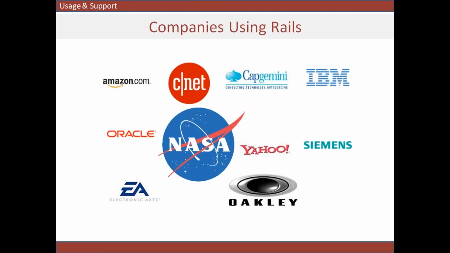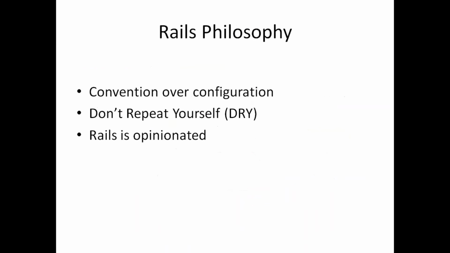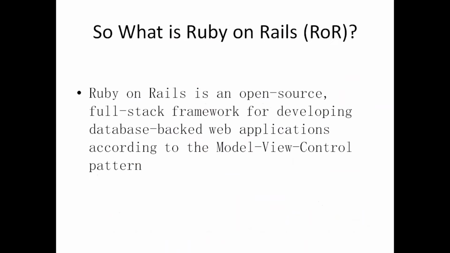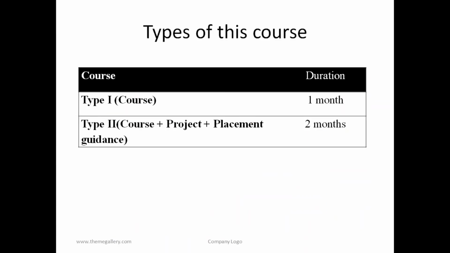So the well-known sites using Ruby on Rails are these. In India as well, lots of companies are using Ruby on Rails, like TCS, CTS, HCL, Satyam, IBM, Accenture. These names are not necessary for you; I'm just telling you that it has high demand in the market in India also. But people don't know about these things.